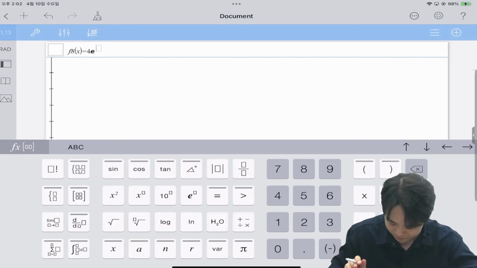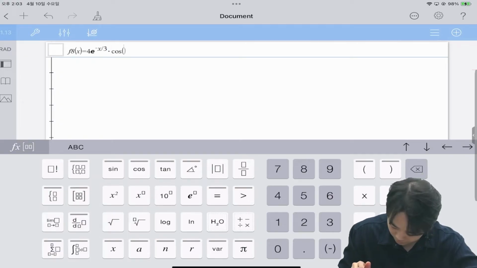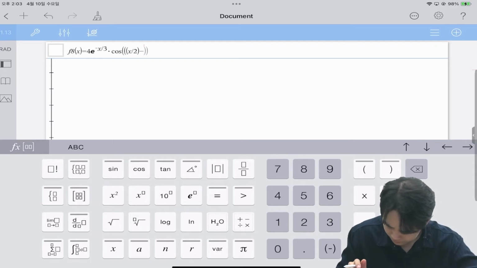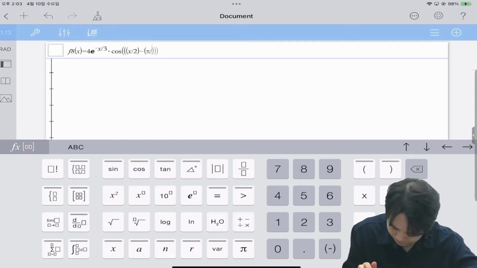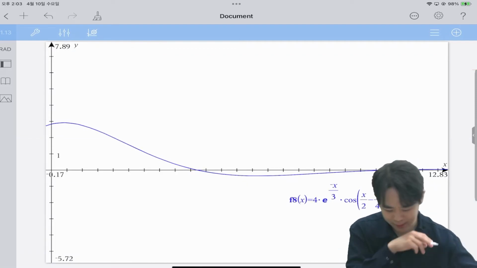So for e to the negative x over 3, times cosine of x over 2, close brackets, minus pi over 4. Okay. Yep, and there you go. This is our V(t) graph.